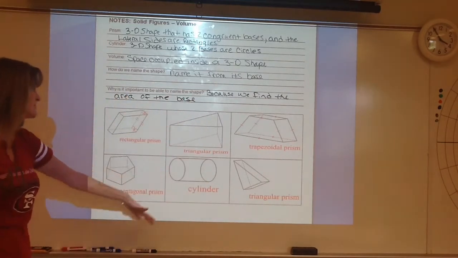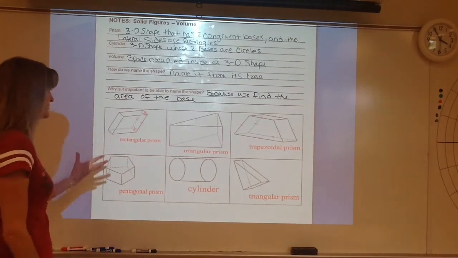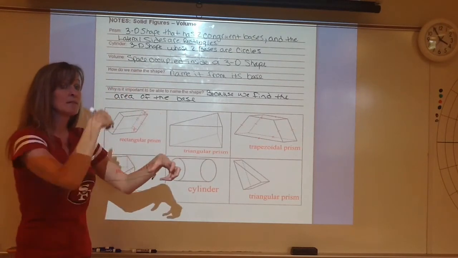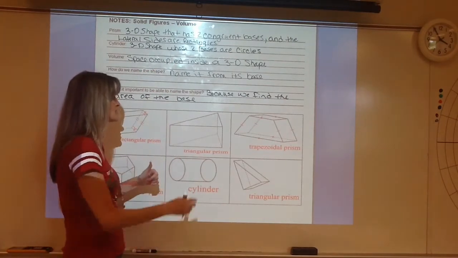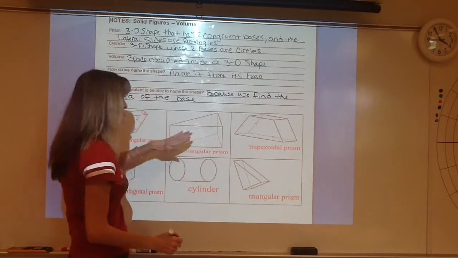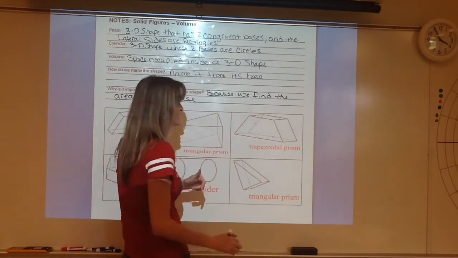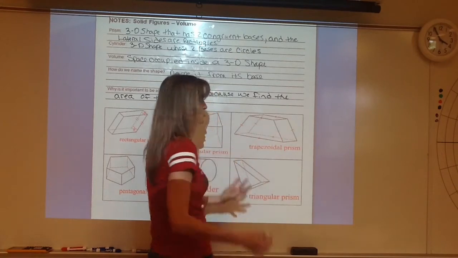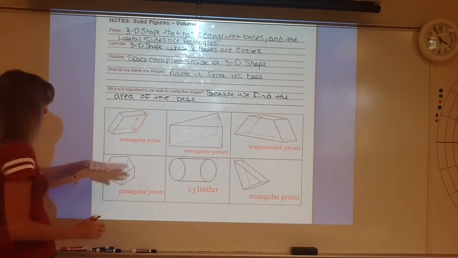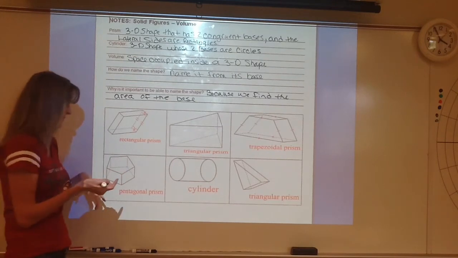So I have some examples of different prisms here. This is a rectangular prism because the top and the bottom are a rectangle and its lateral sides are all rectangles. So you have a congruent top and bottom and the lateral sides are rectangles. This is a triangular prism because the top and the bottom are triangles. Then it has three rectangle sides. This side, that side, and the back side. This is a trapezoidal prism because it has a top and a bottom that are trapezoids. And then all the other sides are rectangles. This is a pentagonal prism because the top and the bottom are a pentagon. And all the sides are rectangles.